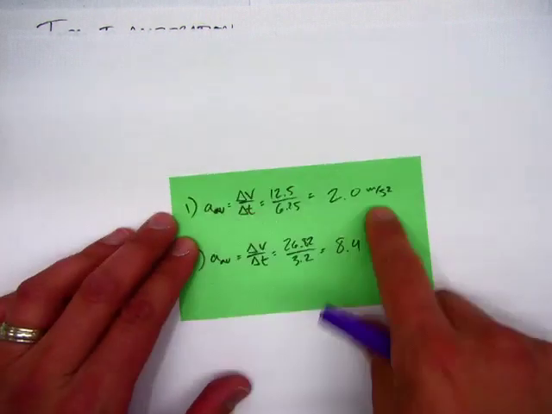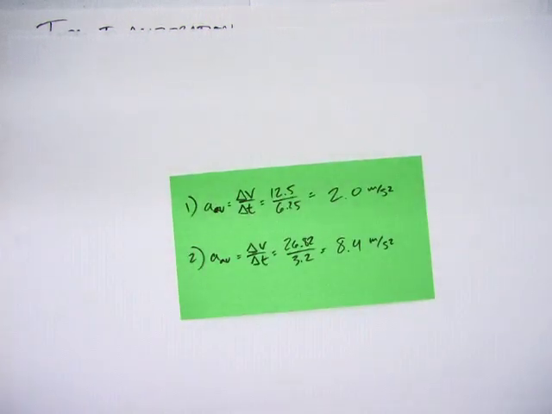Okay, Usain Bolt accelerated at a rate of 2.0 meters per second squared, and the McLaren accelerates at 8.4 meters per second squared. So can Usain Bolt outrun a McLaren? No, he would have to get in a Ferrari or some other car that could keep up and possibly win that race of acceleration.